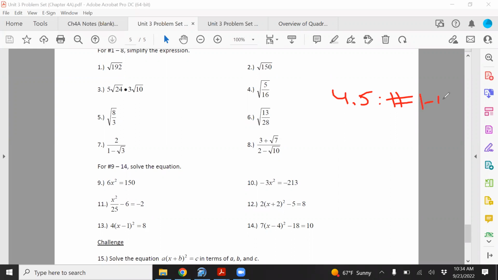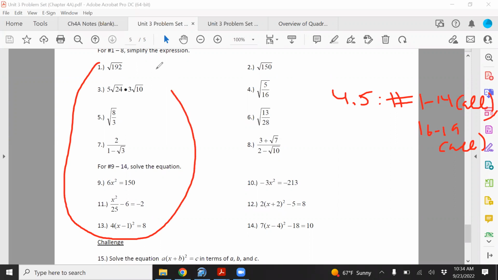Numbers 1 through 14, all, and 16 through 19, all. I'm going to do about half of this with you guys right now. I'm going to do all these problems right here. Then you guys are going to want to do the rest, and then 16 through 19, all. I think that is how I set it up.